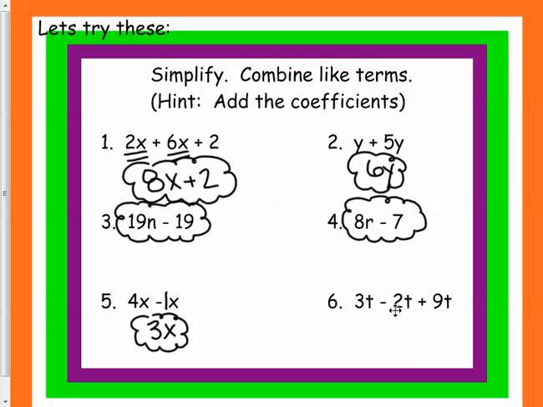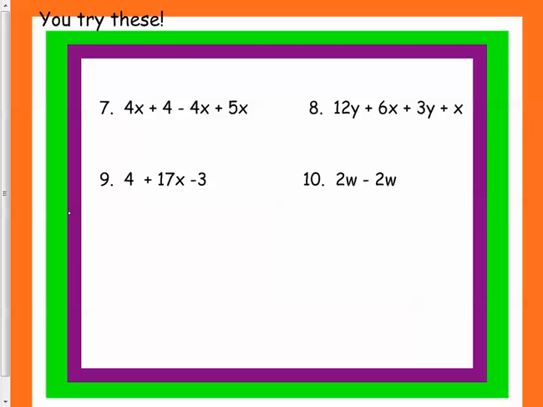Here, I have 3t minus 2t plus 9t. If I have 3 and I take 2 away, I'm left with 1t. Plus 9 more t gives me 10t. All right, now it's your turn. Let's see what you can do with these. Pause the video, and when you're ready, grab your red pen, and I'll be back in just a second to show you what I did.